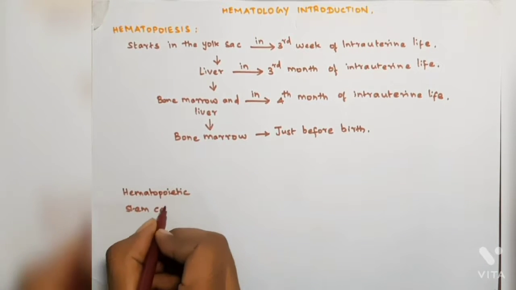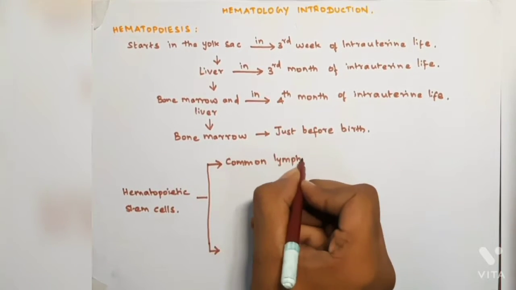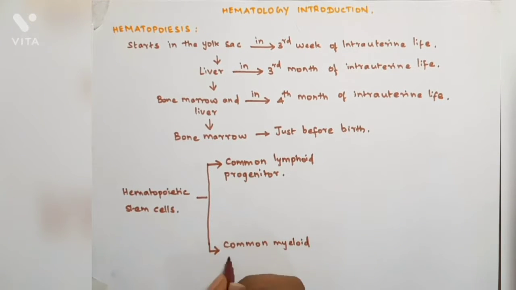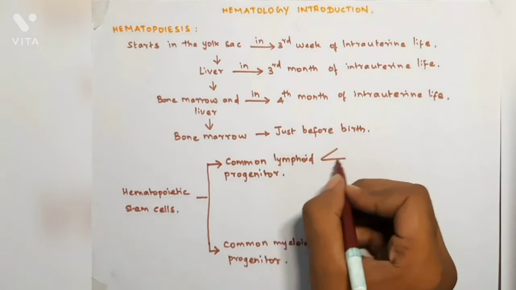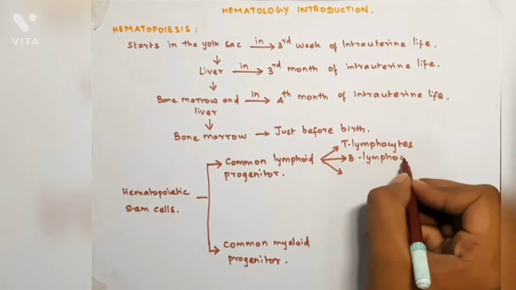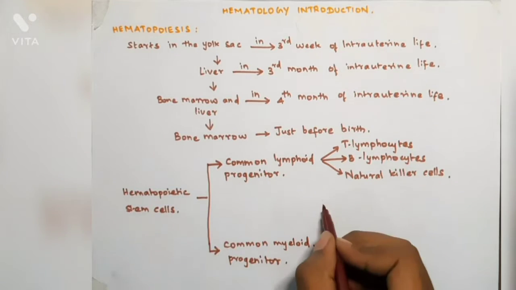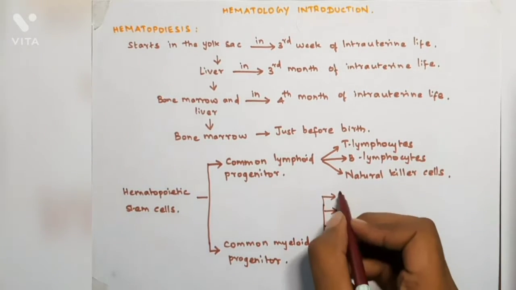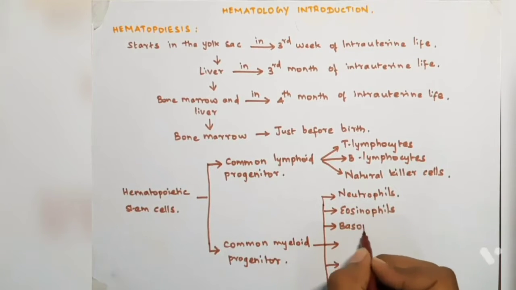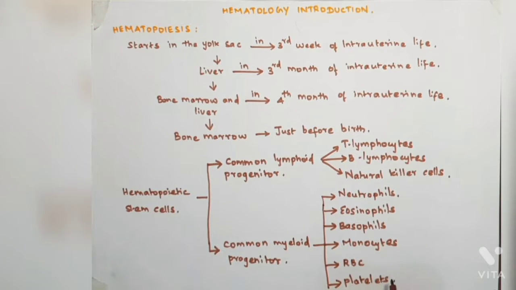Hematopoietic stem cells are classified into two: common lymphoid progenitor and common myeloid progenitor. Lymphoid gives T lymphocytes, B lymphocytes, and natural killer cells. Myeloid gives neutrophils, eosinophils, basophils, monocytes, RBC, and platelets.